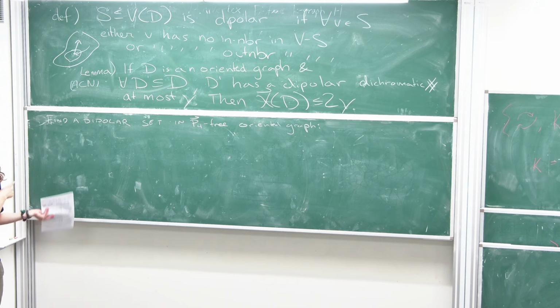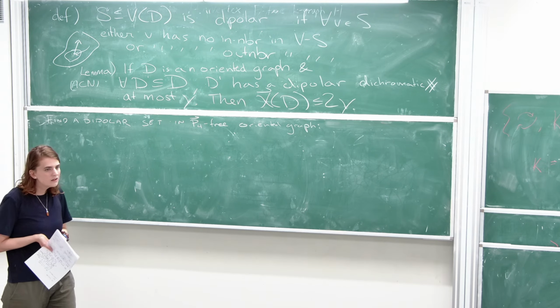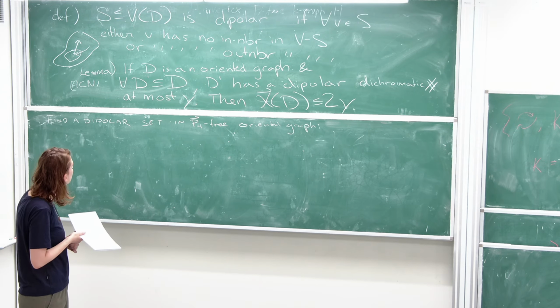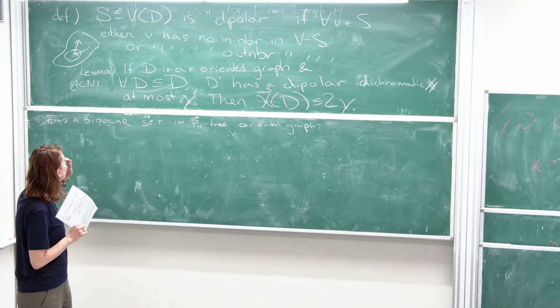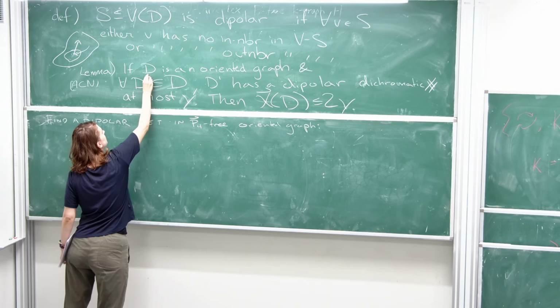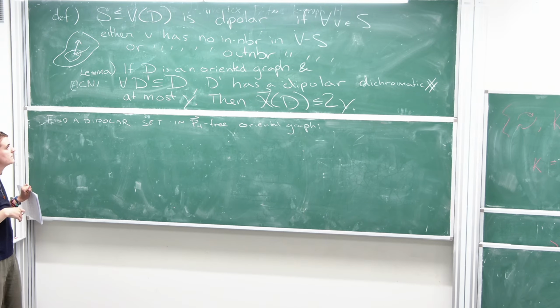Can you repeat? I'm going to write it down. Yeah, okay. Did you mean that D prime is dipolar? It has dichromatic number at most gamma? No, this is a statement about D. I think the confusion is that there is not a full sentence there. D has the property that every D prime has a dipolar set S.